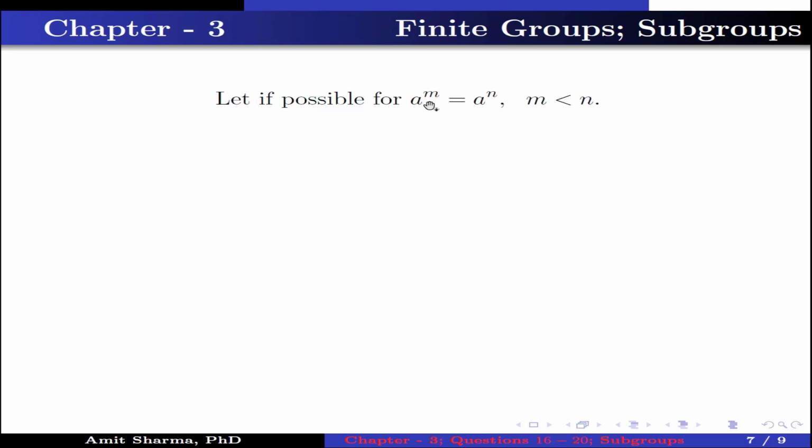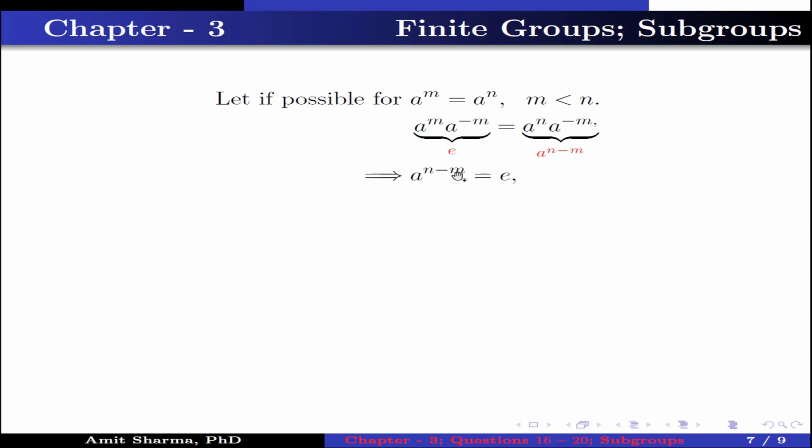Let, if possible, A to the power m is equal to A to the power n when m is less than n. Now multiply A to the power minus m on both sides, we get A to the power m into A to the power minus m is equal to A to the power n into A to the power minus m. This is simplified as identity and this is simplified as A to the power n minus m.